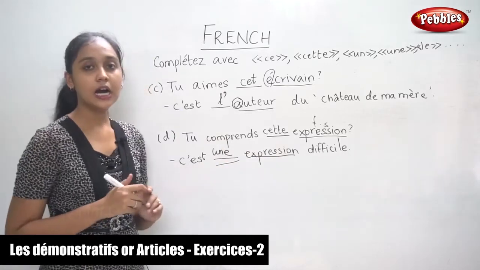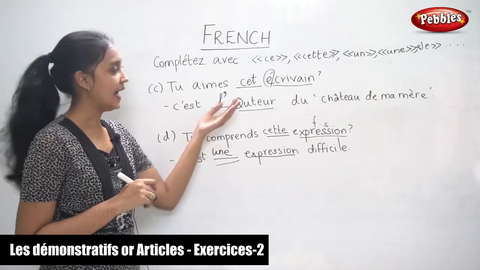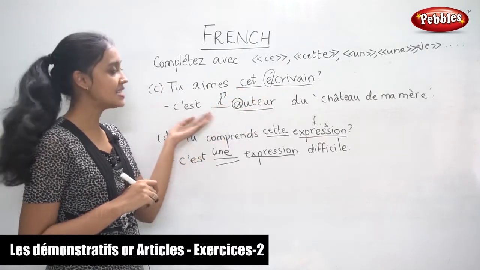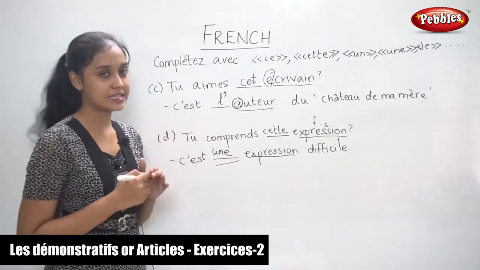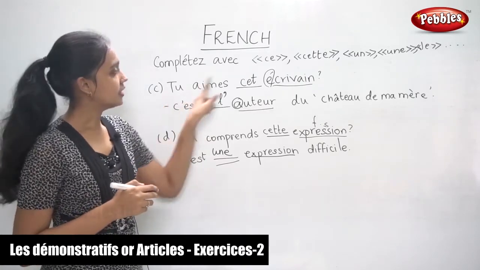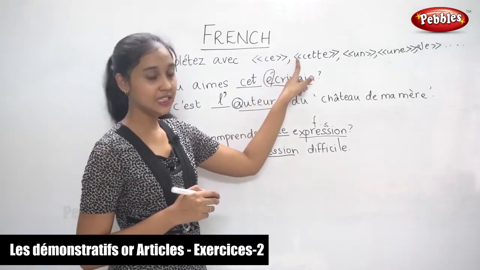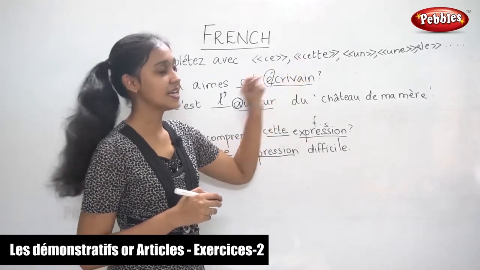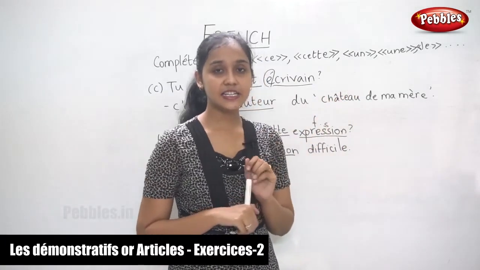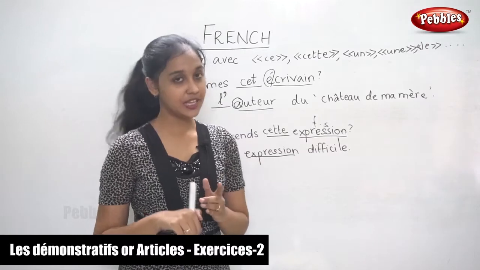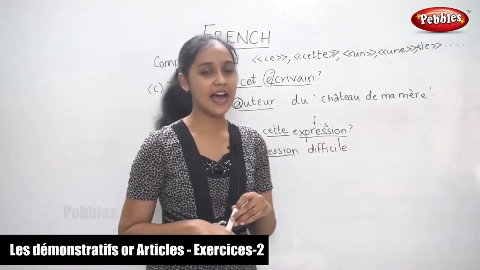So now we know how to write the articles and the demonstratives, and we know how to fill them in sentences depending upon the particular context. So the demonstratives are ce, cet, cette, ces, and the indefinite articles are un, une, des, and the definite articles are le, la, and les.